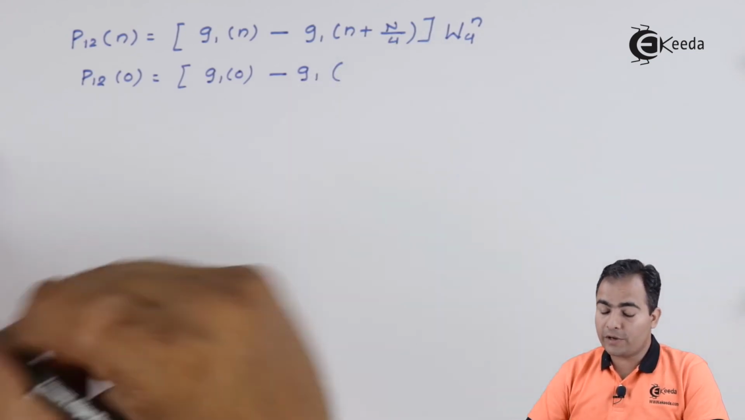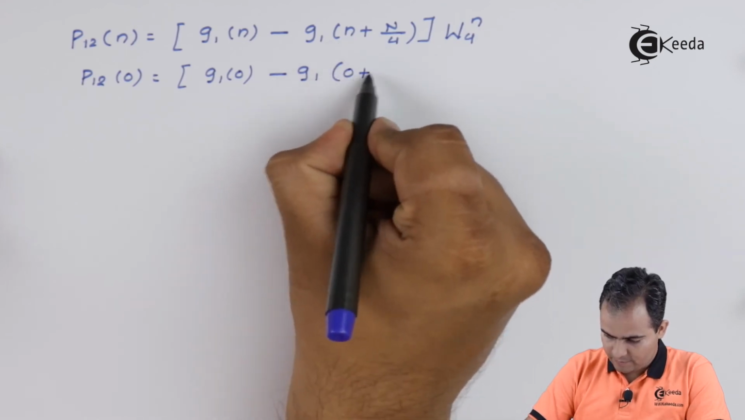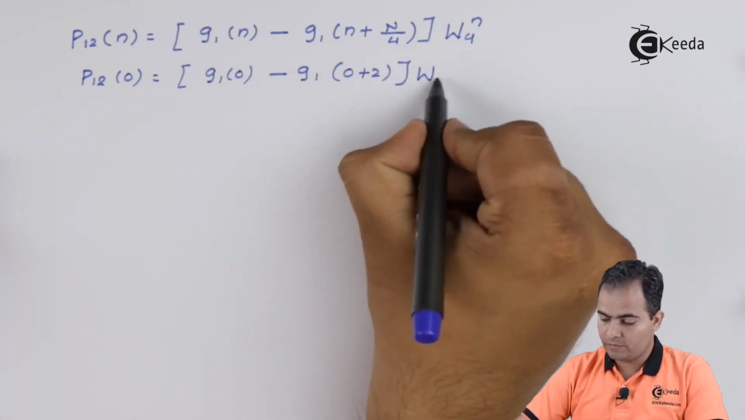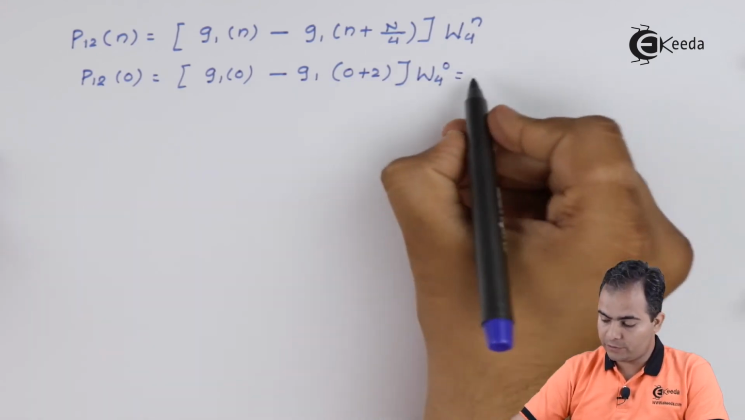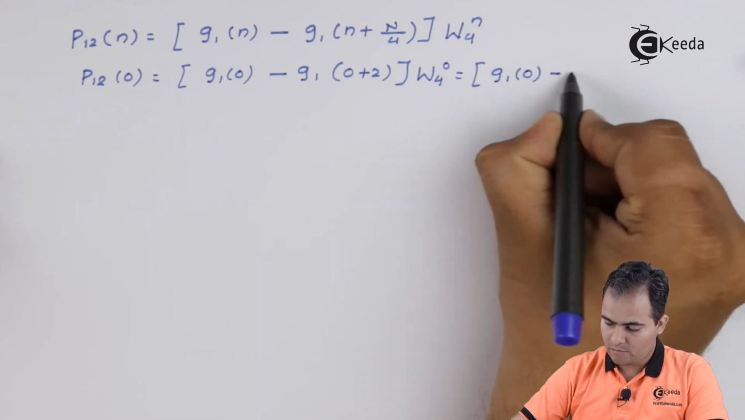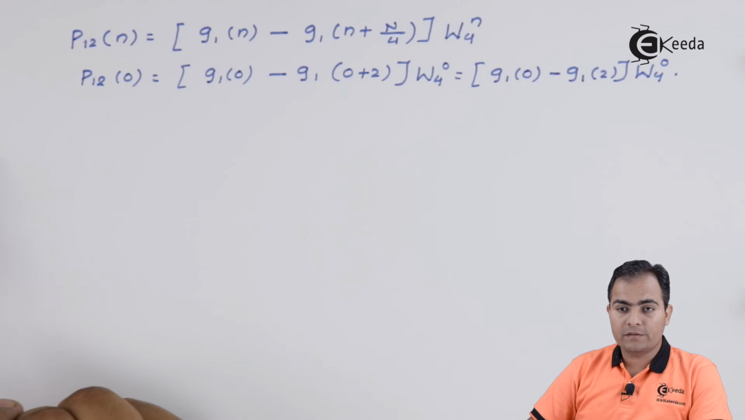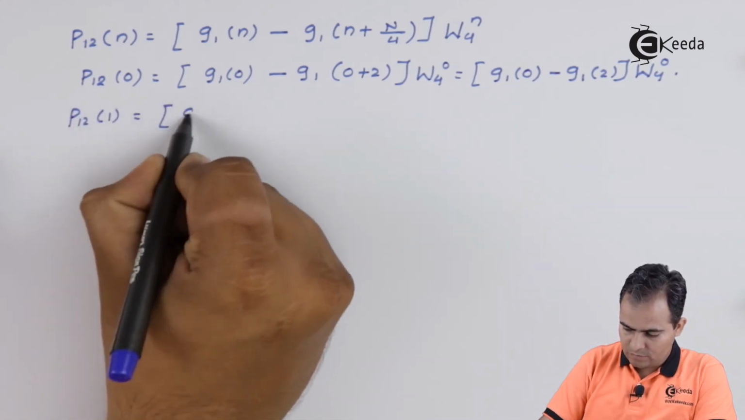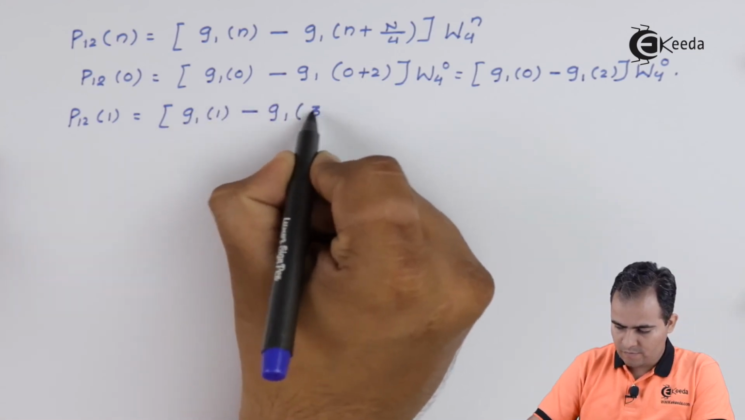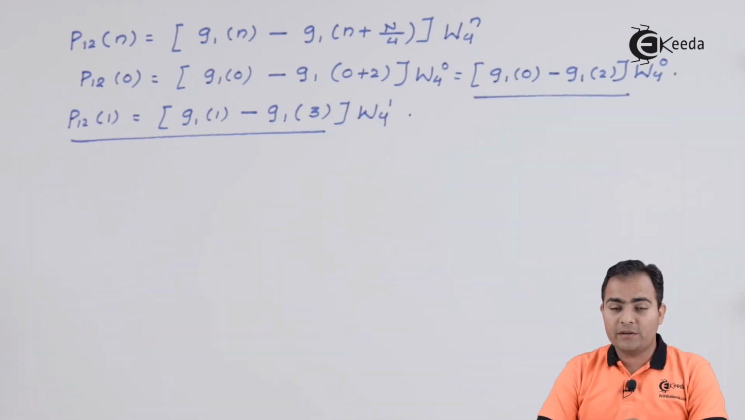Now n by 4 means, for 8 point, n equals 8 and 8 by 4 is 2, so we can write 0 plus 2. And this n is replaced by 0. So what is the outcome of p12 of 0? Now we will substitute n equals 1. So we have calculated the even part values and odd part values of g1 of n.